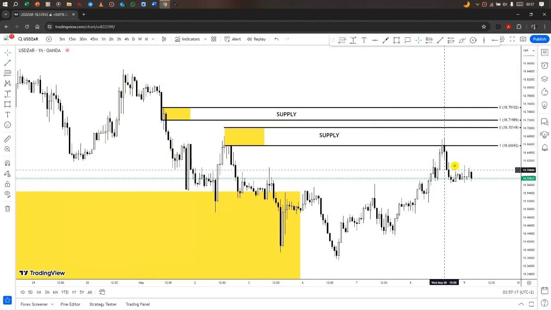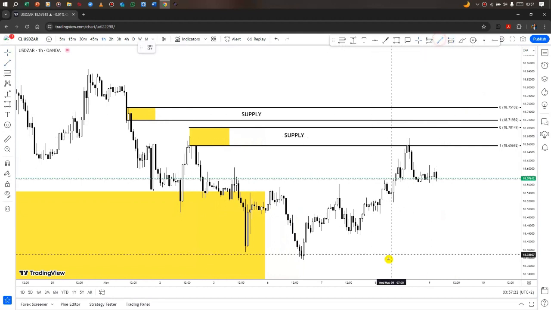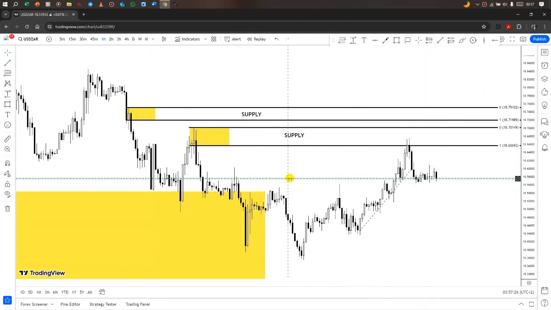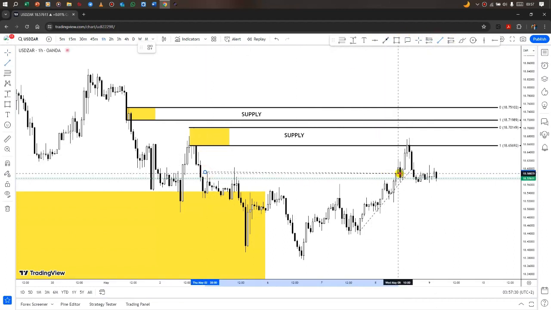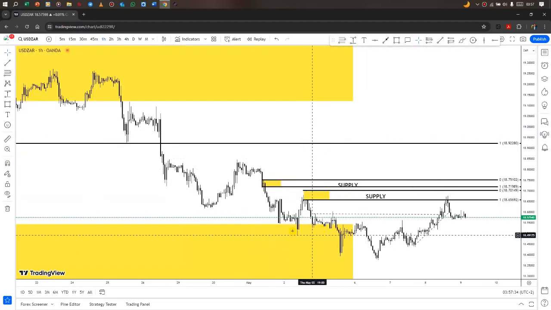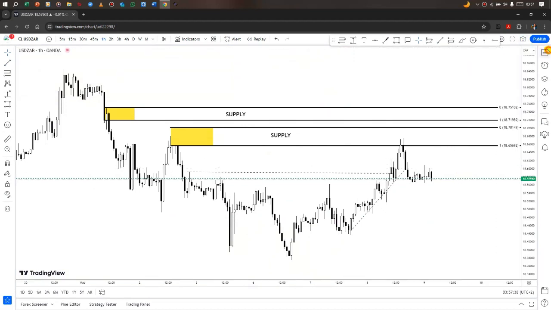So if ever price breaks this supply zone here, then we expect the price to come and react to this supply zone here. As you can see, we also have a compression here. Okay, then we can see that we have a fake out on this area. Yeah, so that's my analysis on USDZAR. So expect the price to drop on USDZAR.